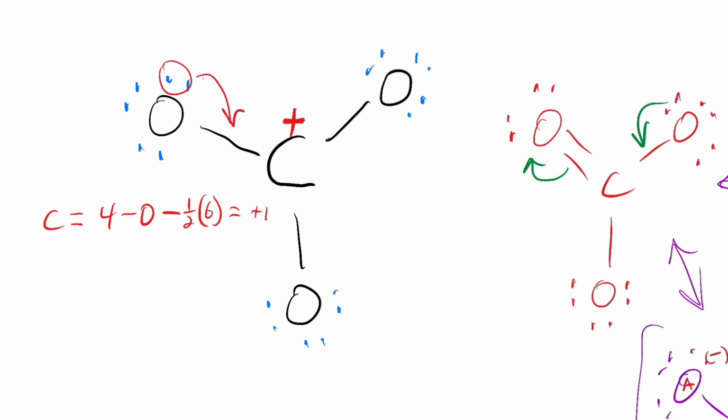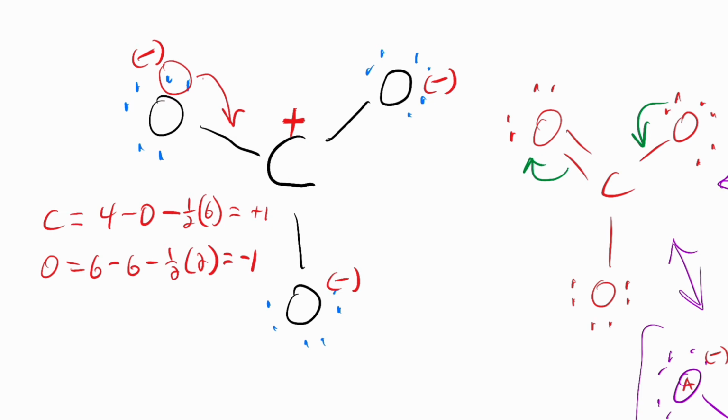Now, if we do one of these oxygens, all these oxygens are equivalent. So oxygen is 6 minus, and then we have 6 non-bonding electrons on this one, and we have 1/2 of the number of the bonding electrons, which is 2, and that's going to wind up with a -1. So each oxygen, because these are all equivalent in this structure, has a negative charge.